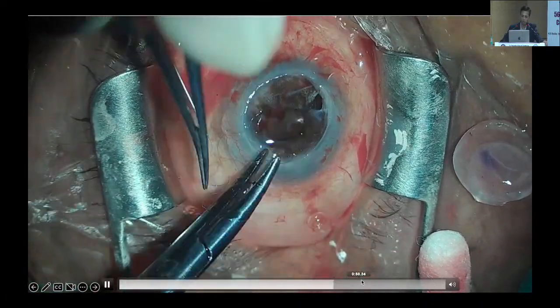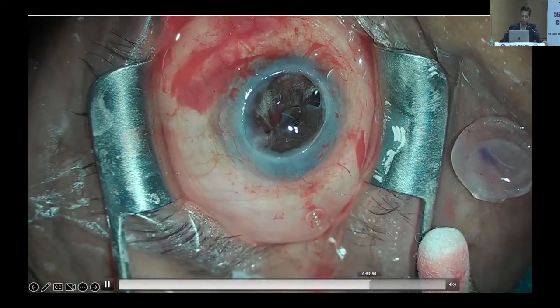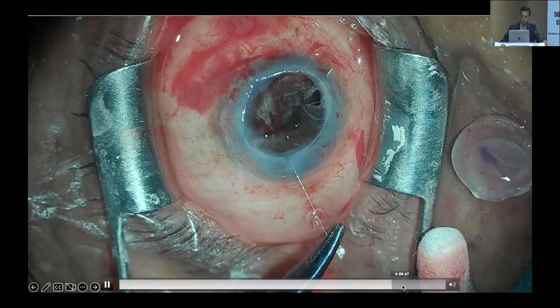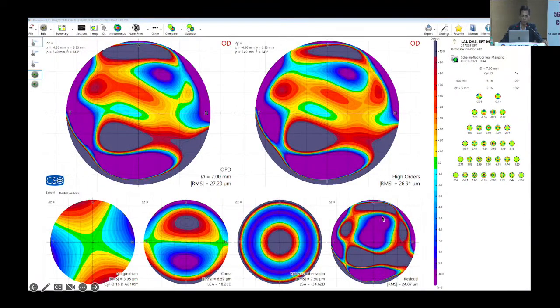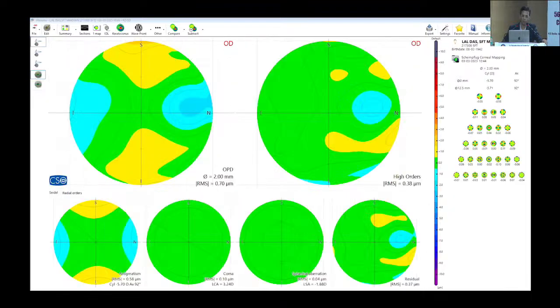And we completed the penetrating keratoplasty. So this is after penetrating keratoplasty. This is the wavefront if we keep the pupil size at 7, and this is the wavefront for the pupil size that we had reduced to 2 millimeters.